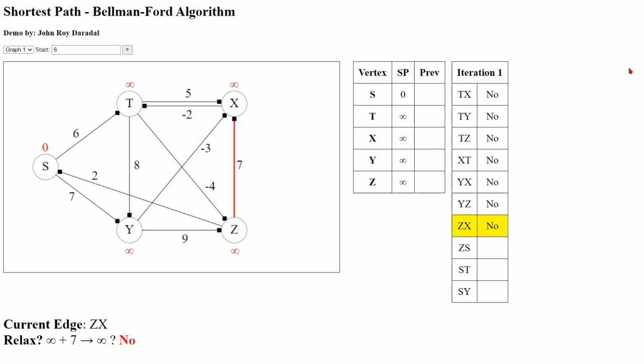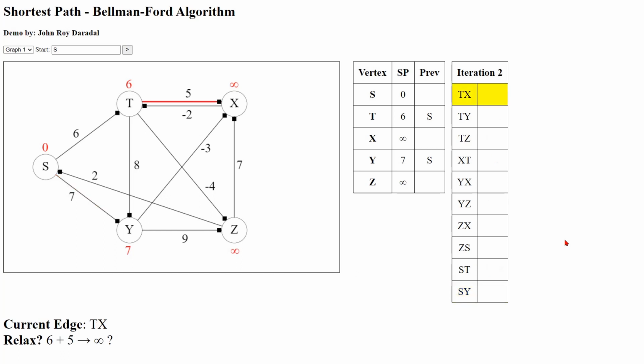Yx, relax? No. Yz, no. Zx, no. Zs, no. How about St? Now for St, it's 0 plus 6, which is 6. Is that better than infinity? Yes, it is. So we will relax this one and update T to 6 now, and the previous is S. And then for Sy, we will also relax this one because 0 plus 7, which is 7, is better than infinity. So Y will be updated to 7 and previous of S. Now since there were two relaxations in this iteration, we will proceed.